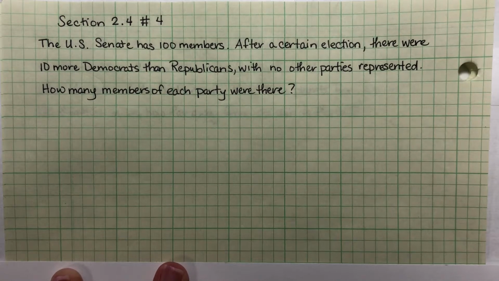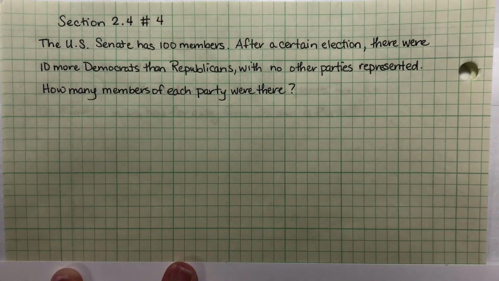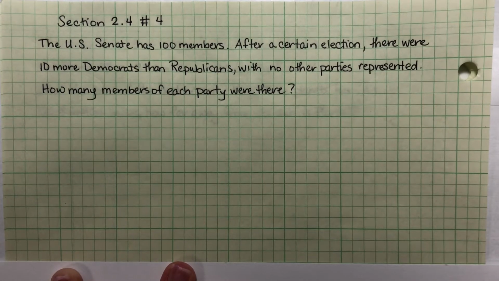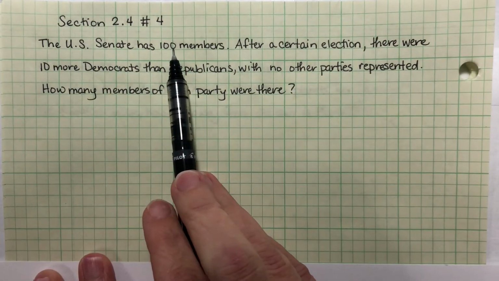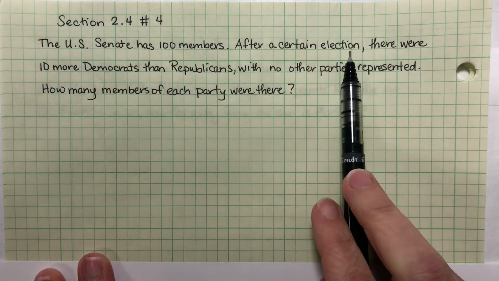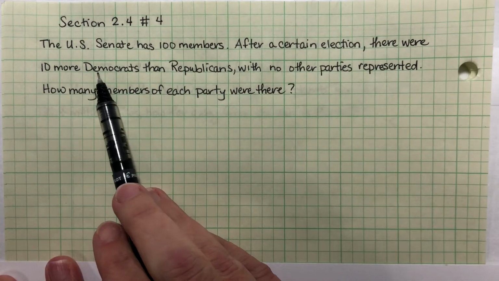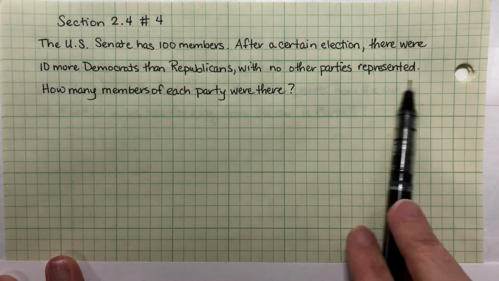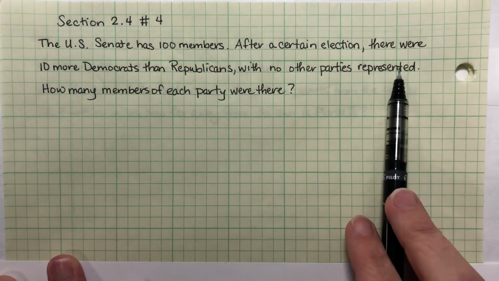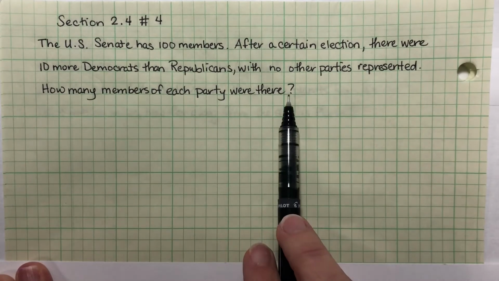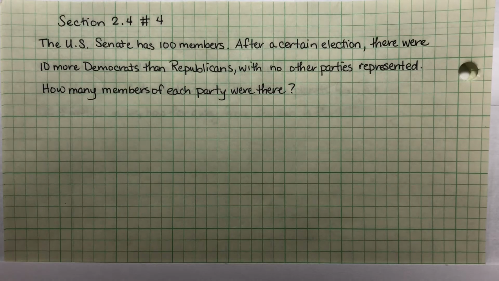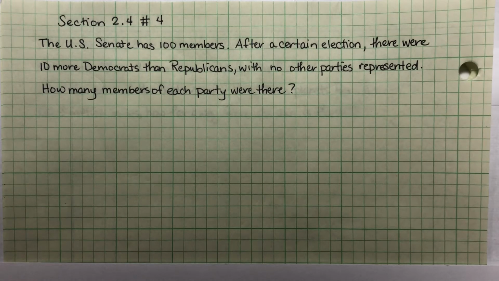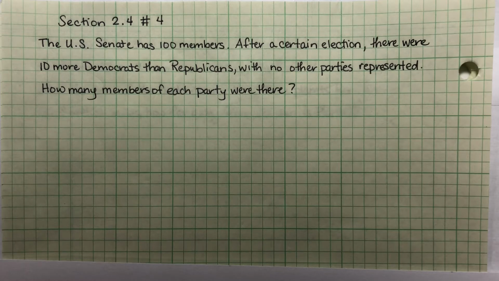Remember, our first part of any word problem is to read the problem and see if we understand what we're being asked to do. The U.S. Senate has 100 members. After a certain election, there were 10 more Democrats than Republicans, with no other parties represented. So we don't have to worry about independents or Green Party or Libertarians or anything else. How many members of each party were there? So what I get on my first read through is I know the total number of senators, I know the relationship between the number of Democrats and Republicans, and I'm asked how many of each. I don't have to get more than that on my first read through.